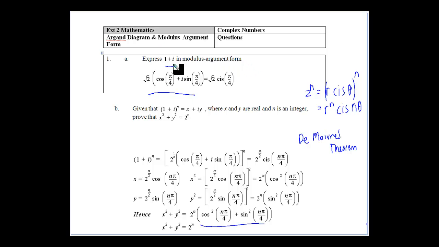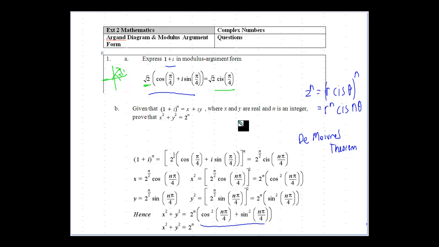So we know that 1 plus i would have a modulus of the square root of 1 squared plus 1 squared, which gives us root 2. And we know the point is 1 across, 1 up, so that would give us an argument of pi on 4, 45 degrees. So we can write it as root 2 cis pi on 4. So there's 1 plus i in modulus argument form.